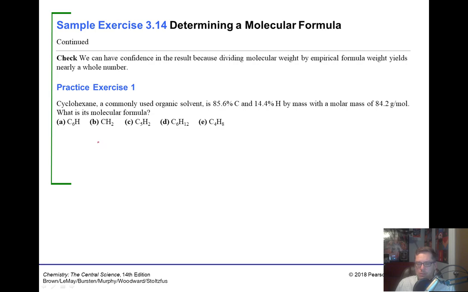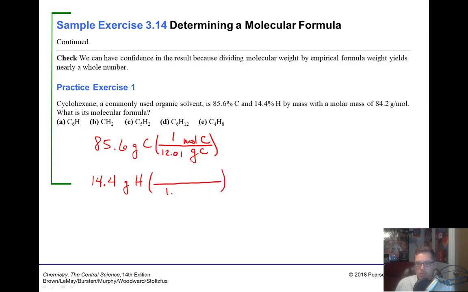So first step, percent to mass. So we just write the same numbers down, but instead of writing percentages, we're going to write grams. Nailed it. If anybody misses this step, you're in trouble. Okay, 14.4 grams of hydrogen. All right, so that was percent to mass. Now we go mass to mole. So we go grams of carbon, and then moles of carbon. 1 mole for 12.01 grams, and then 1.01 grams of hydrogen for every 1 mole of hydrogen.